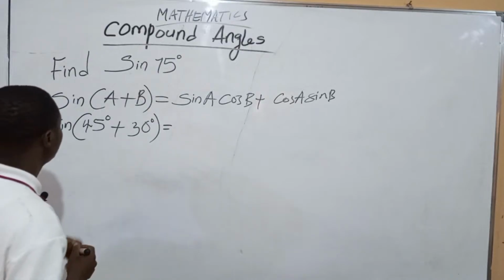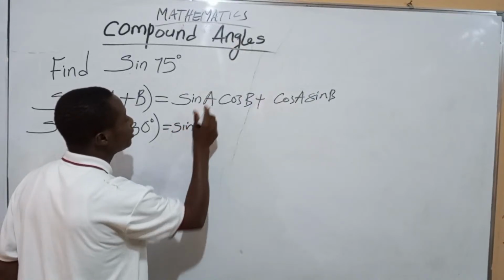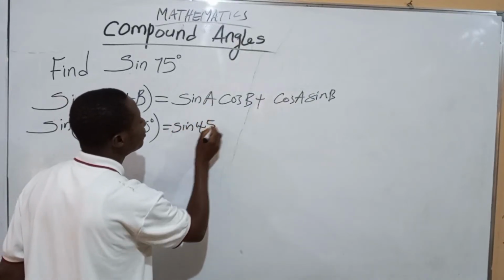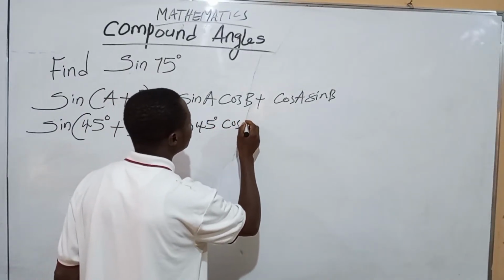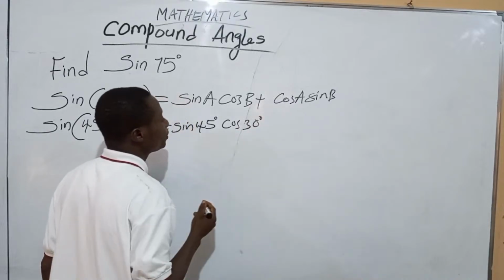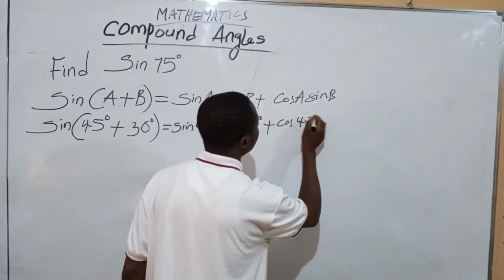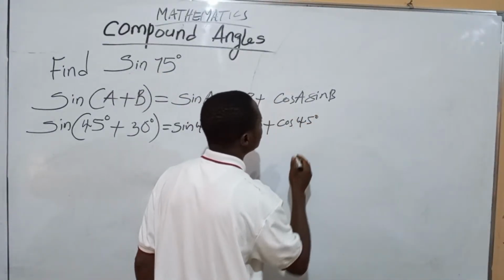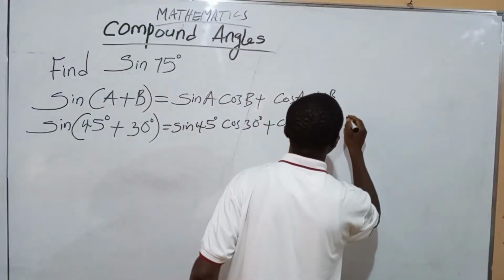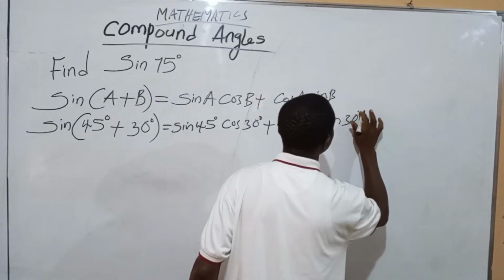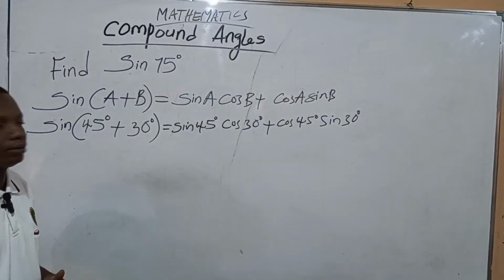Let's go. This is going to be sine 45 degrees times cos 30 degrees, plus cos 45 degrees times sine 30 degrees. Just look at what we have right here. This is quite easy, right?